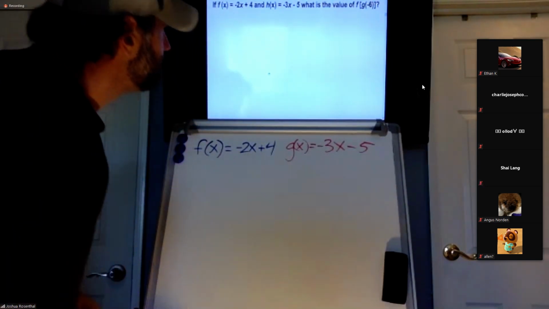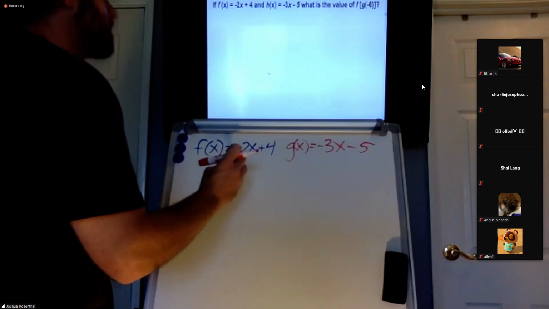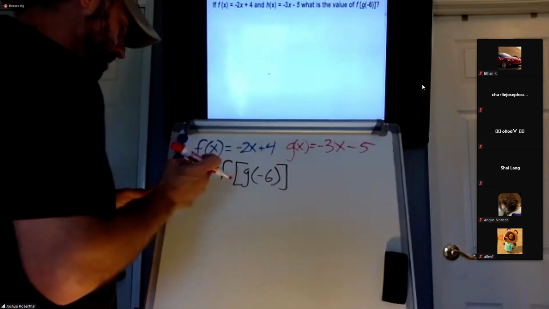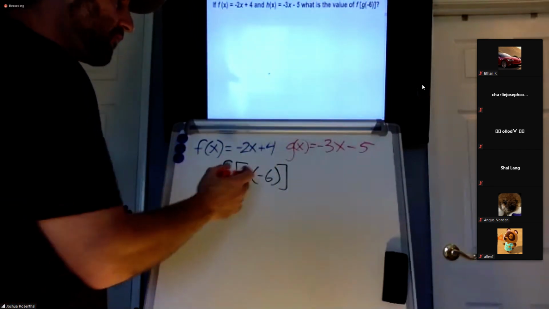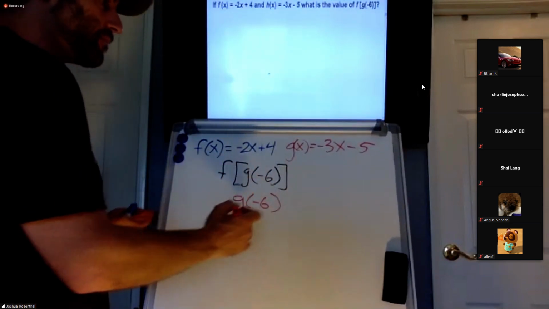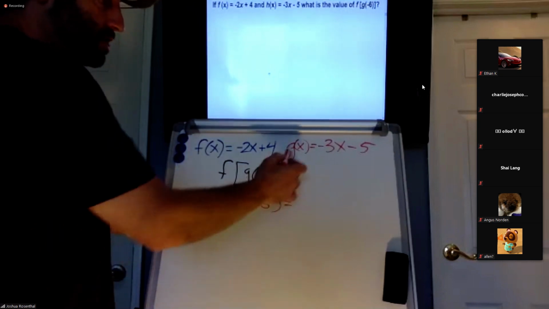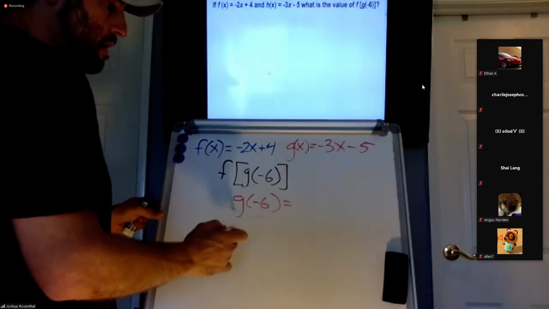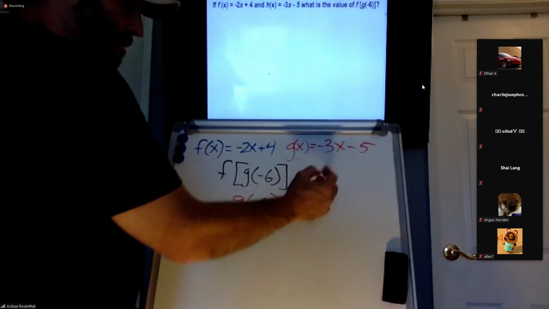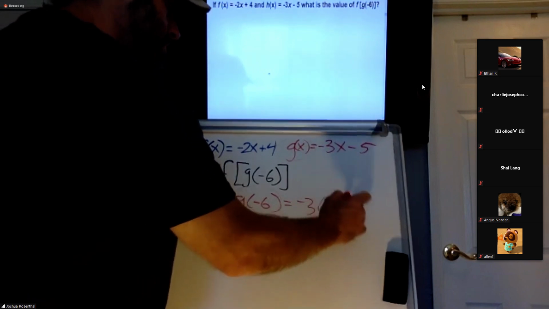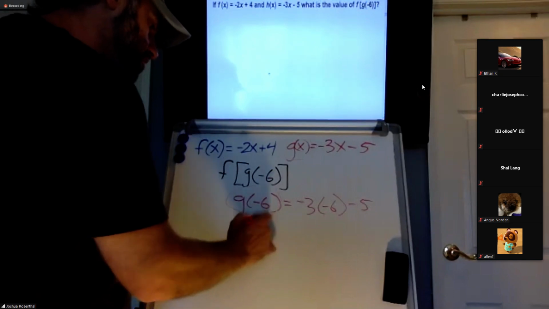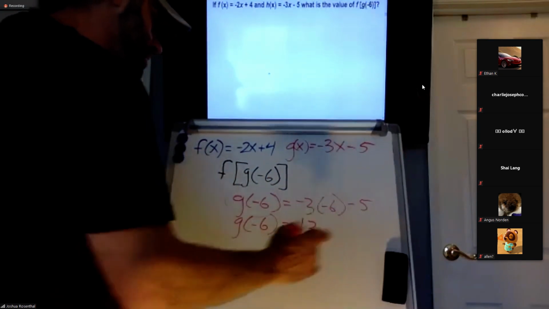What I need is f of g of negative 6. Okay, so the first thing I want to do is take g of negative 6 and find out what that is, right there. And if you notice, that looks just like this, except negative 6 is substituting. So that means it substitutes in the equation. And that's all you're really doing. 18 minus 5 is 13. So g of negative 6 is 13.